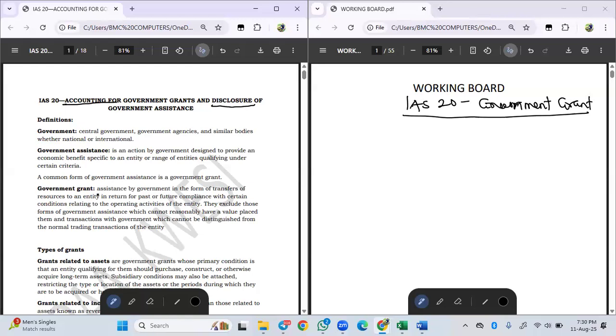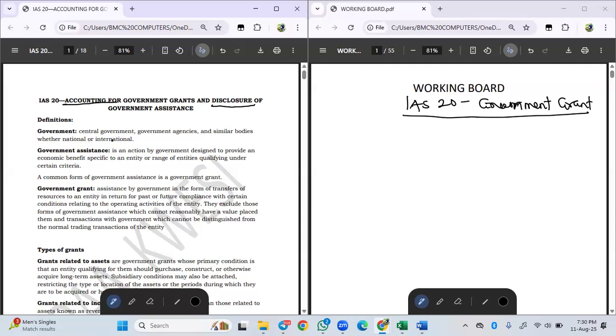If I talk about recognize, I'm saying this will be shown on the face of what? The financial statement. So it can be the P&L and also the statement of financial position. All you need to know is the difference between government assistance and government grants. So we have some definitions here.